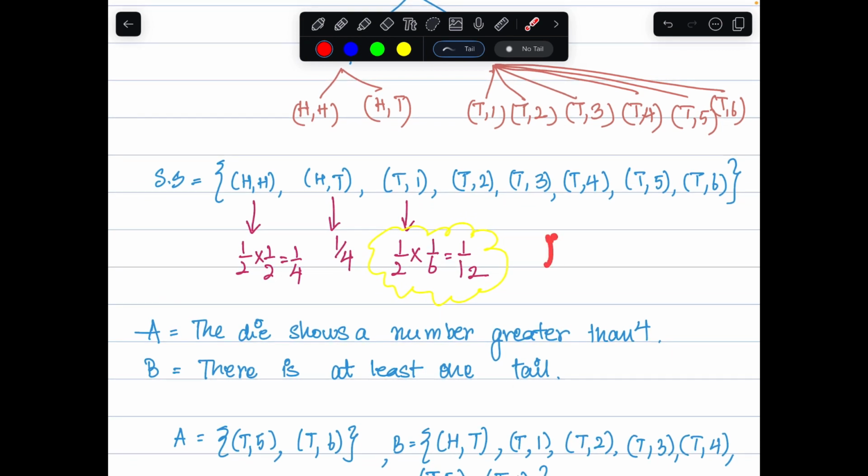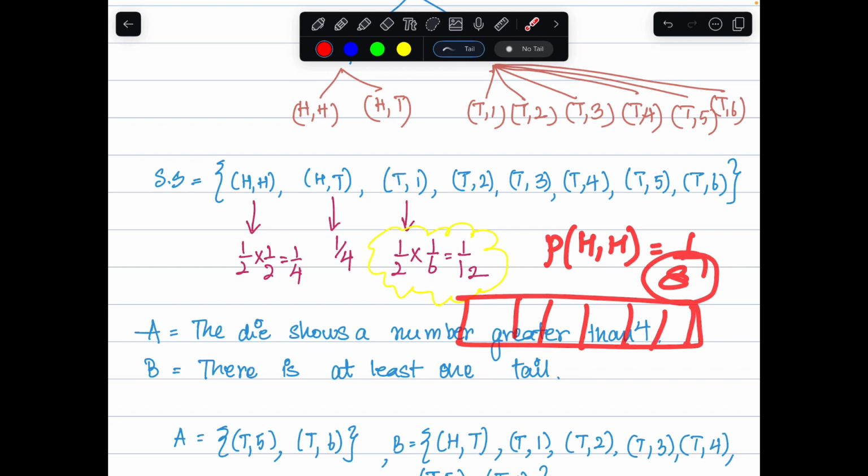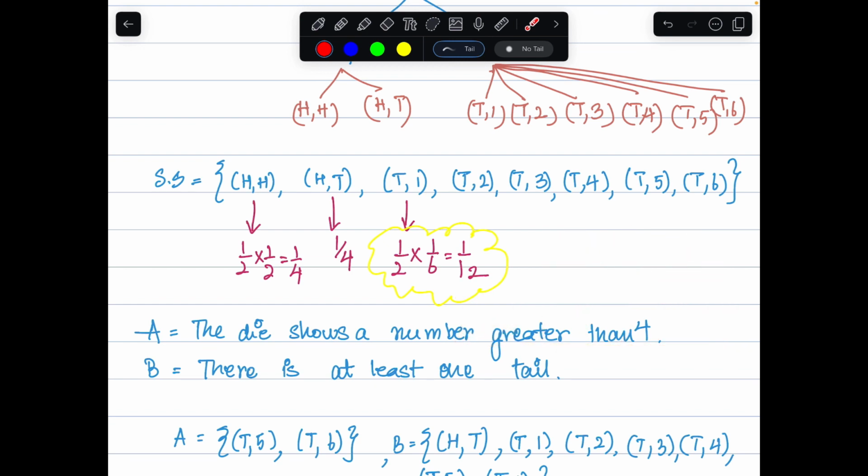See, probability of head comma head is 1 by 8. It's like a fraction. Out of 8 equal parts, I am just picking 1, right? But what's happening here is all of them are not equally likely. That's the problem. When all are equally likely, picking 1 is 1 by 8, but they are not equally likely. See, the probability of getting this is 1/4, whereas for this is 1/12. So this is more likely to happen than this. And that's why we cannot go on and write 1 by 8.